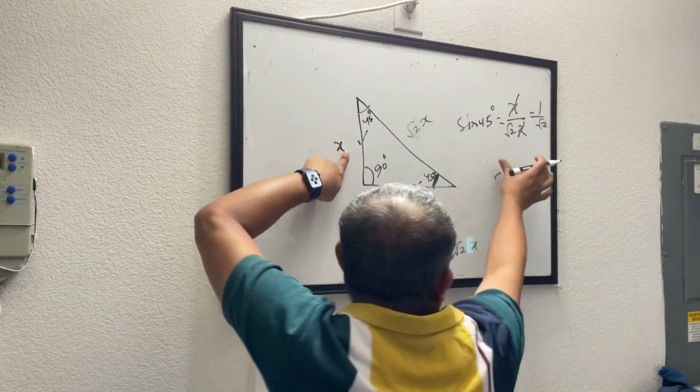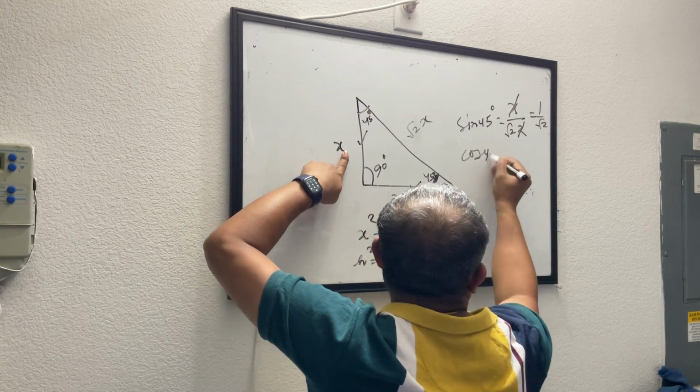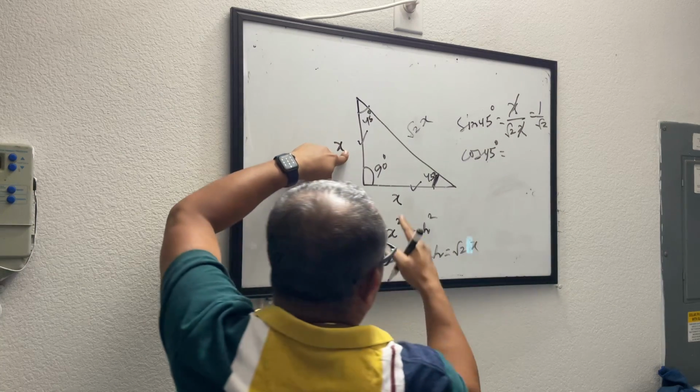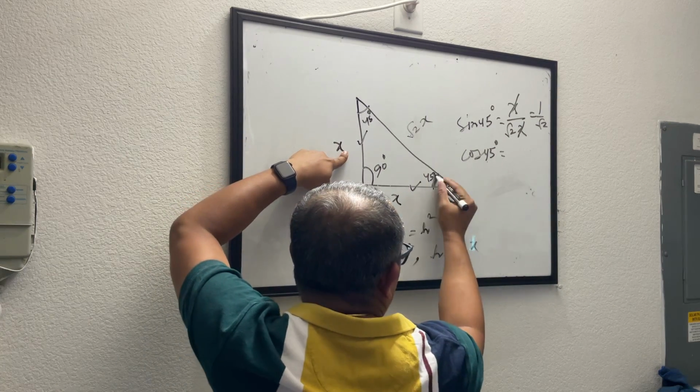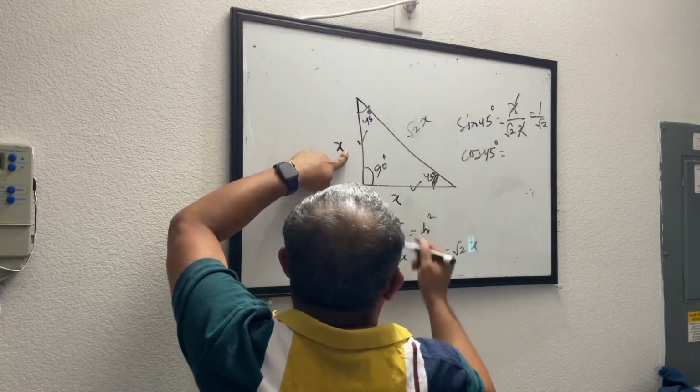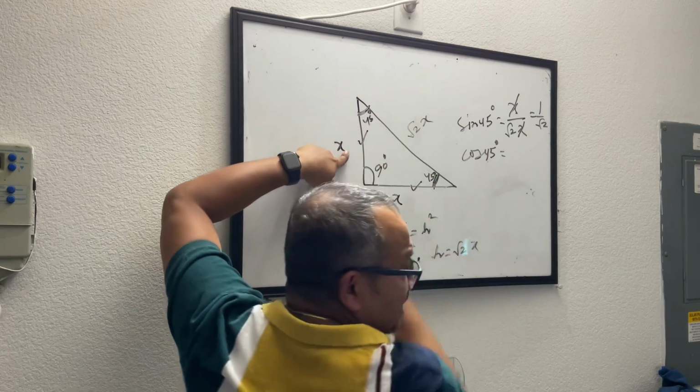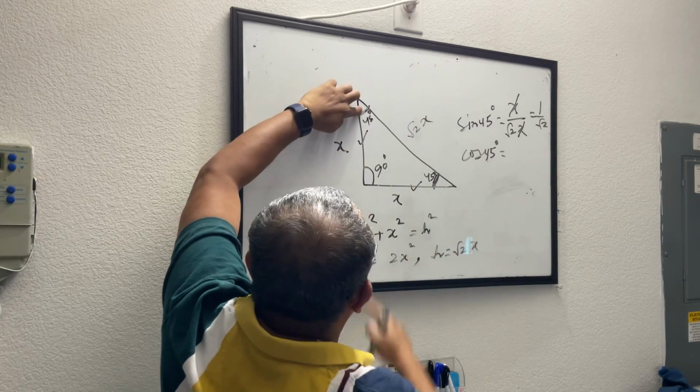Same thing, cos of 45 degrees will be equal to, if I am picking this angle, let's say this time we will choose this angle. Doesn't matter. Cos of 45, so this is my angle.